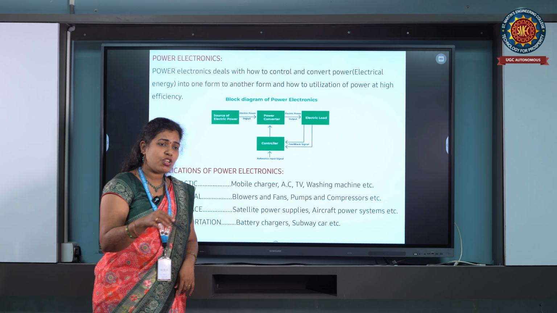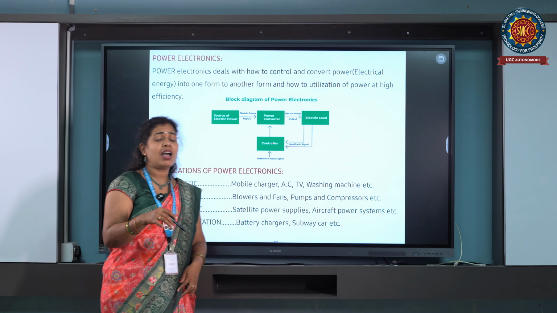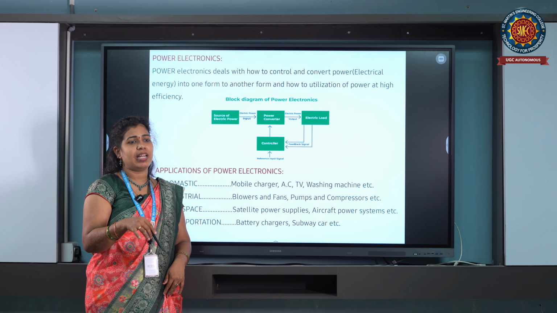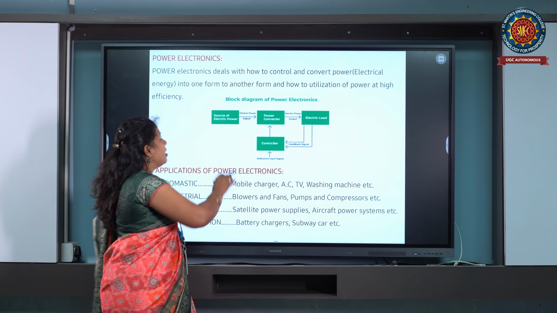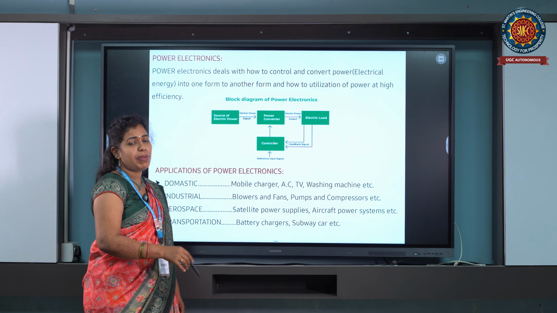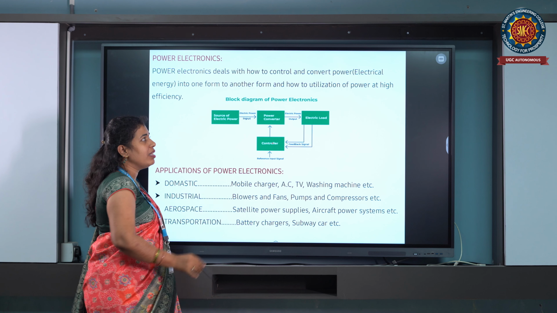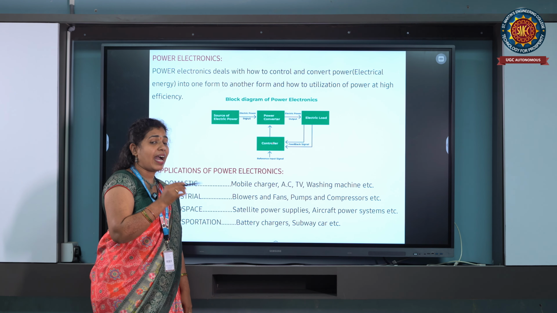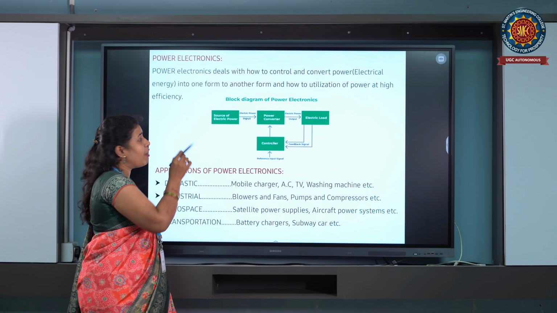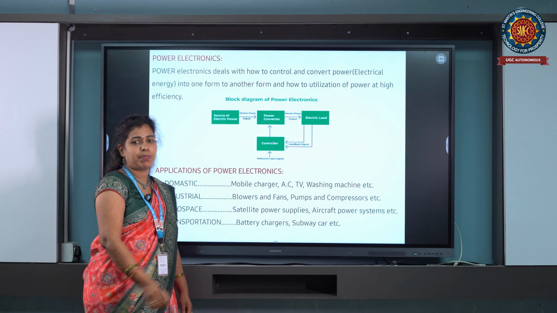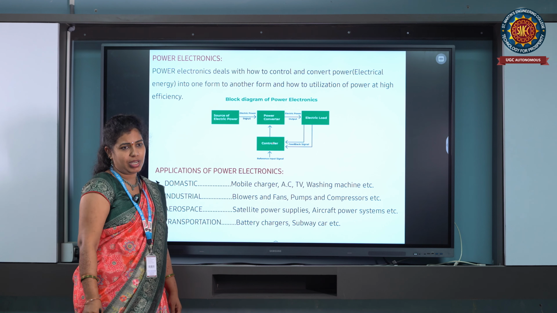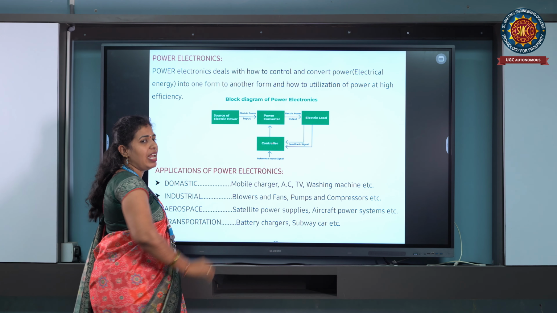The subject that deals with power combined with electronics is called power electronics. Power electronics deals with how to control and convert power from one form to another form, and how to utilize that power at higher efficiency. That is what is meant by power electronics.